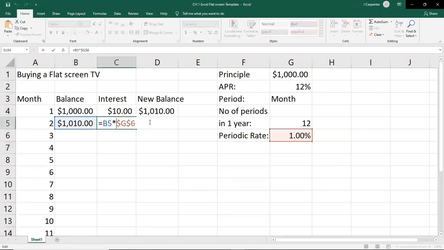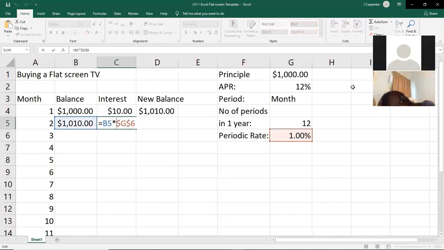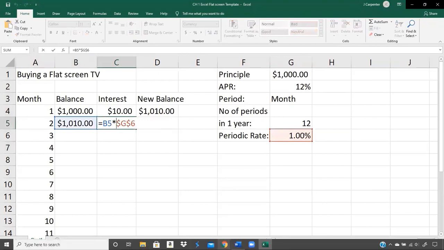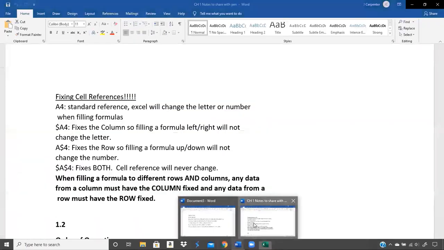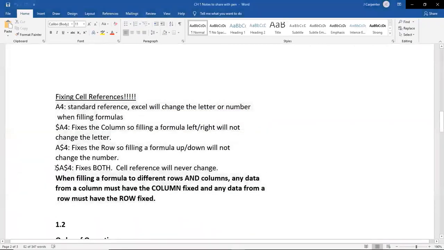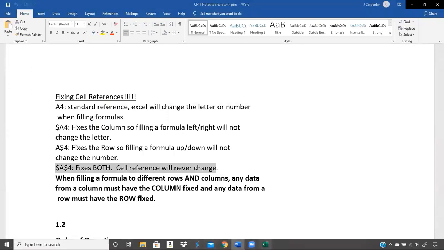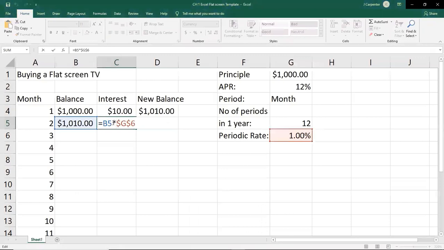So cash symbols in front of the letter and the number will fix both of those references. It makes it so it doesn't move down, left, right, or up, but only on the one with those cash symbols. So again, you can see that the blue one does not have the cash symbols, so it will keep moving down. But the red one had them, so it doesn't.